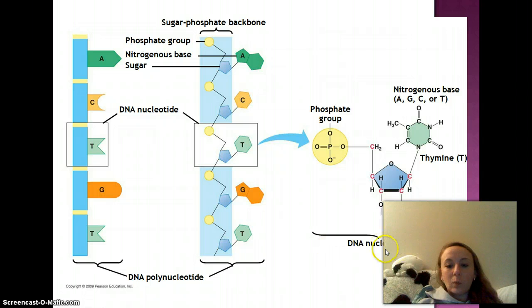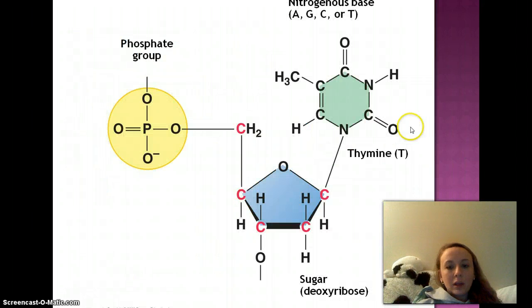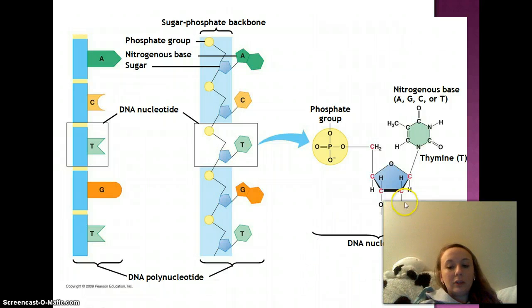So then let's take a look at one nucleotide blown up. So here's our phosphate group, our sugar, and our base. So there's that blown up. If it helps you, I would draw it just as a reminder to you of what that nucleotide looks like. A DNA nucleotide, the structure is very, very important.